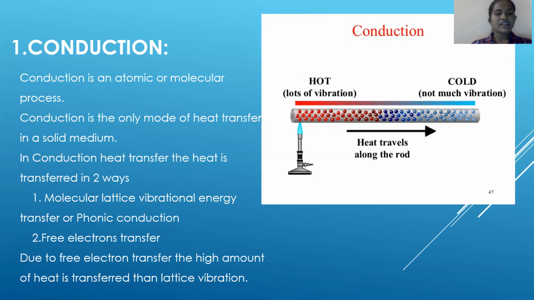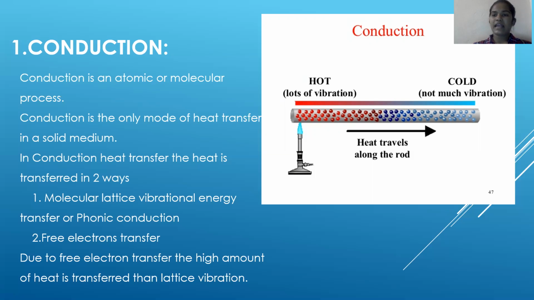In conduction heat transfer, due to free electrons, a high amount of heat is transferred from hot body to cold body when compared to lattice vibration. About 70% of the heat is transferred due to the free electrons transfer in conduction. Examples of conduction are heat transferred through a rod and heat transfer from one side of a refractory to the other side, plane surfaces, cylinders, spheres, etc.